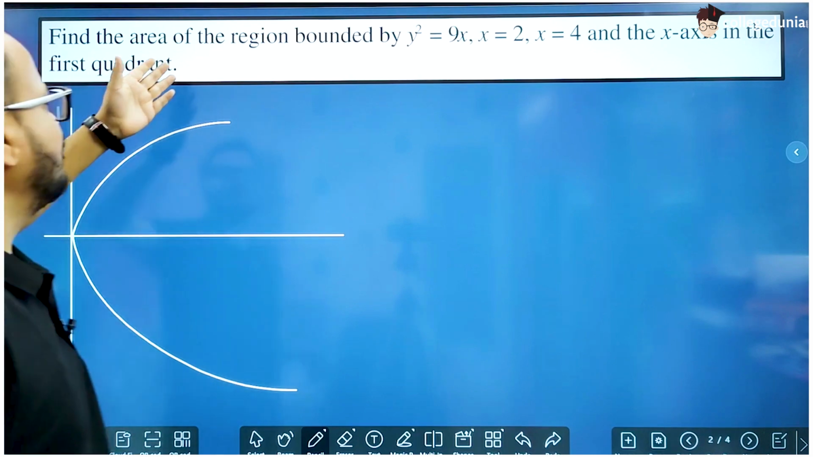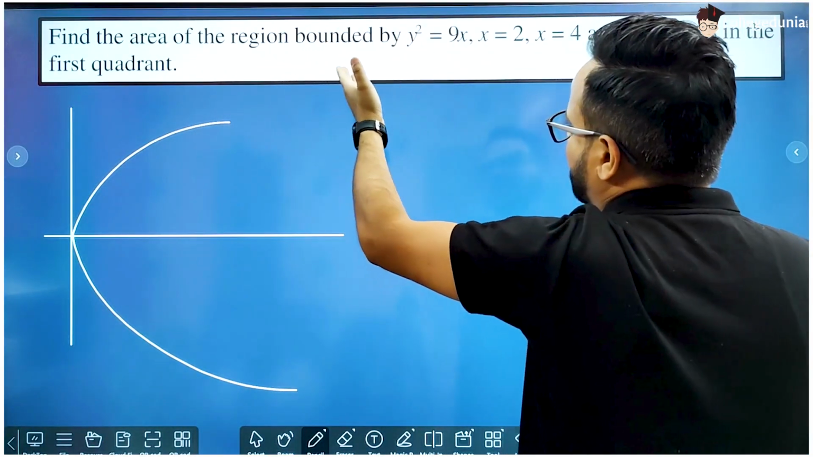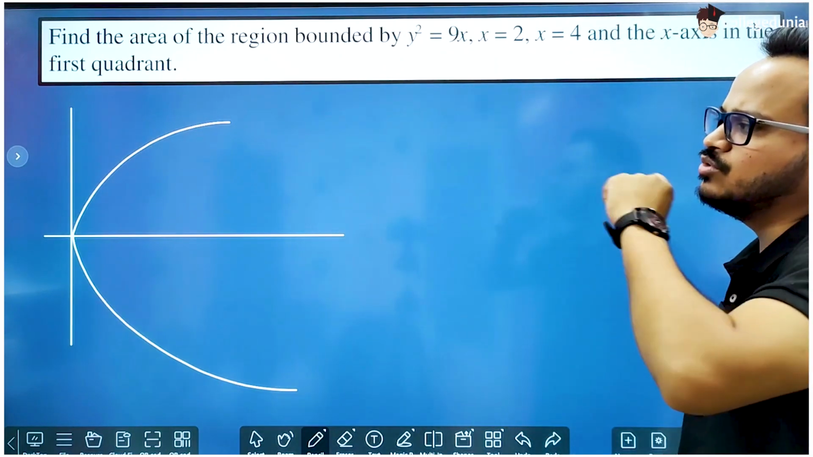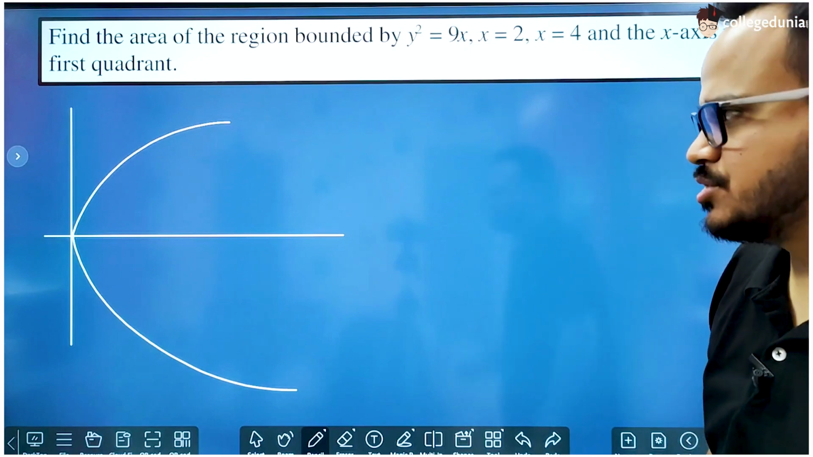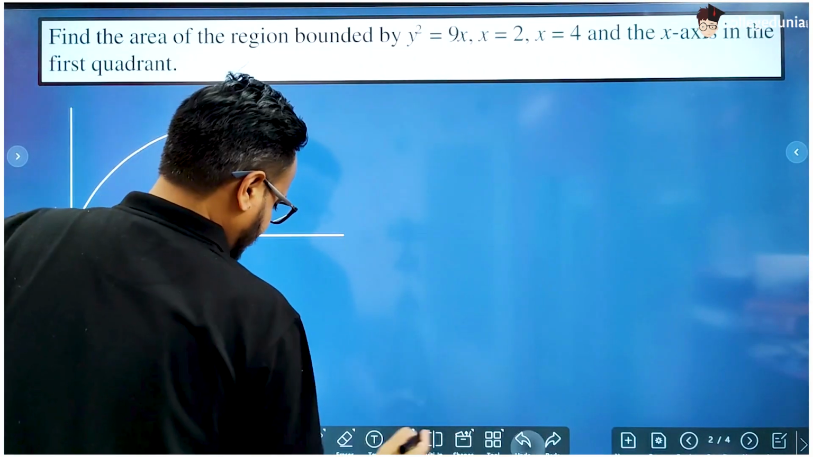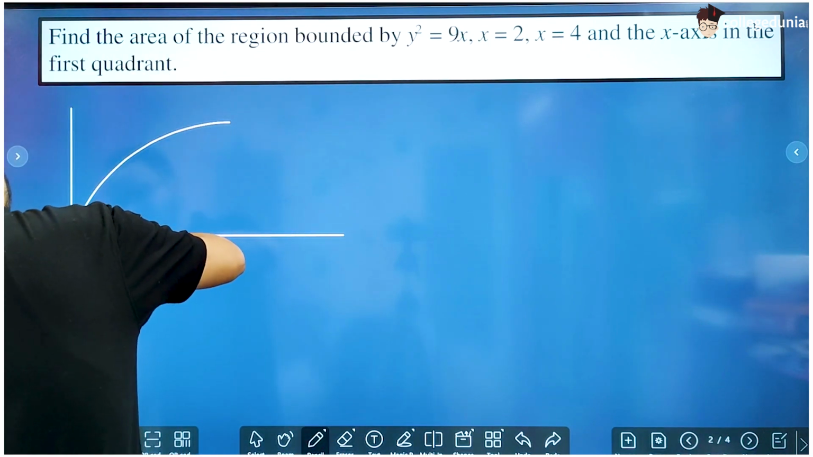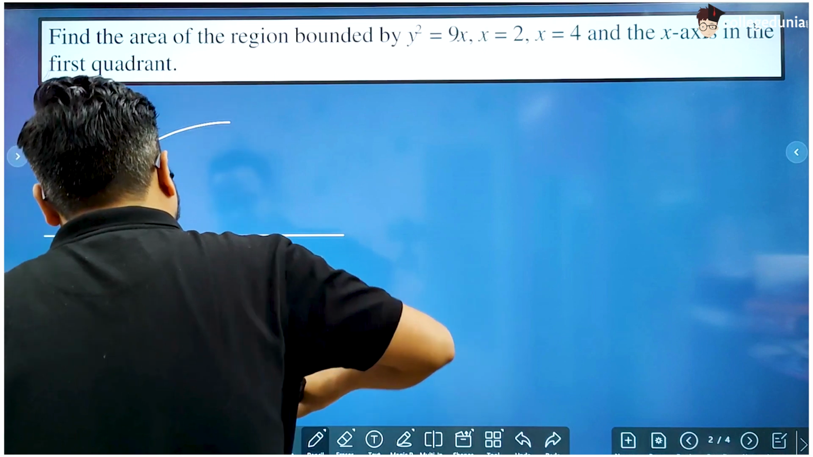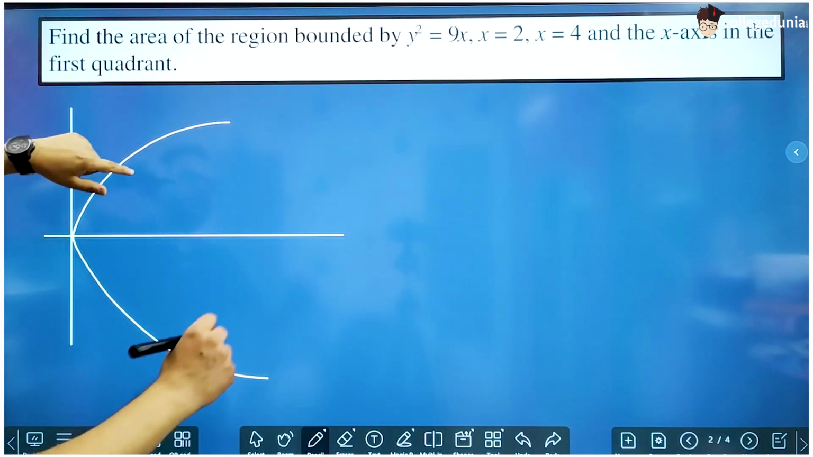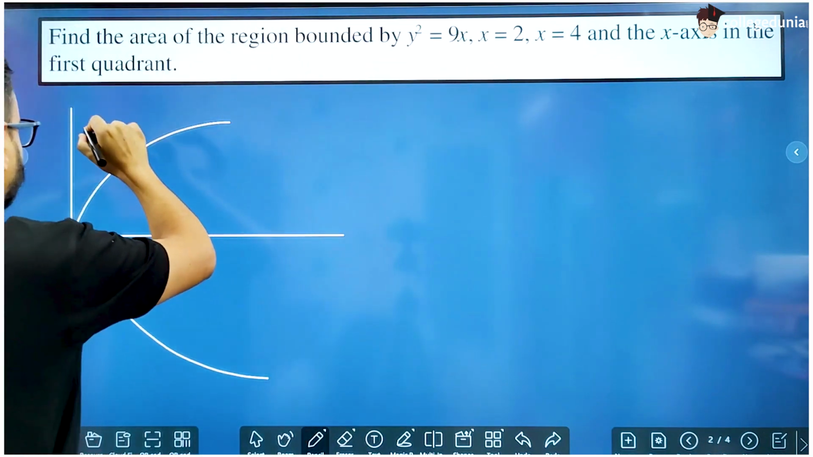Otherwise, if in this question it is given that you have to find the area bounded by this curve and you do not know how to draw the graph of this curve, you won't be able to even start this question, right? So you first have to revise that chapter so that you become familiar with drawing all those figures. So the shape of the parabola whose equation is y square equal to 9x is this, right?